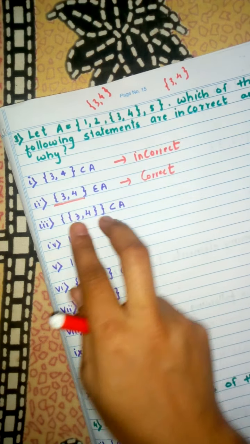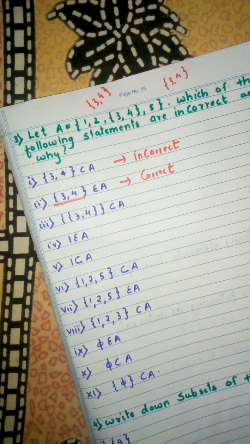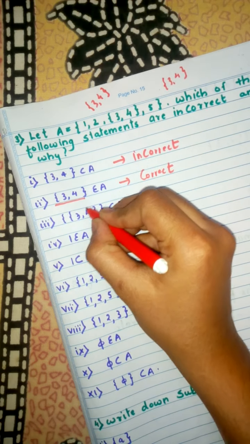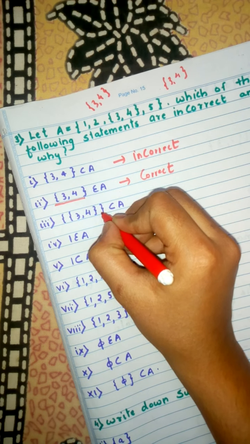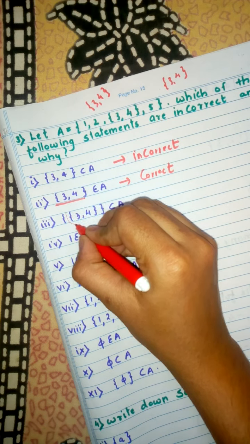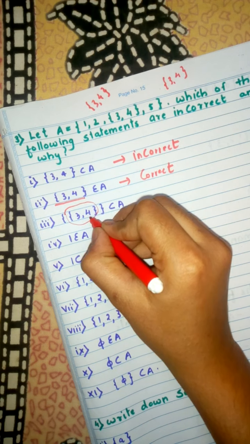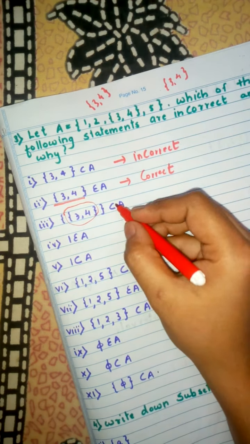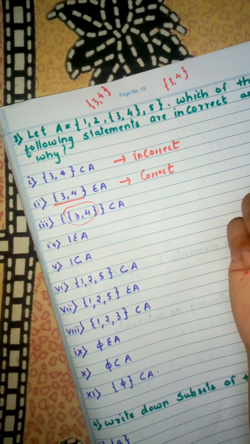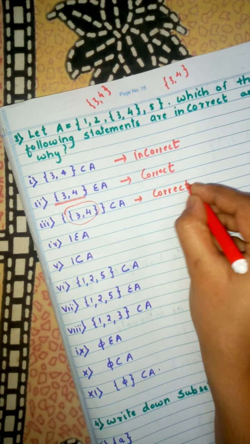If these curly braces were not there, then it's not a subset, and we would have to check inside the curly braces. But here we consider {3, 4} as an element, and as a set it's there in A, therefore this is a subset of A. So this is a correct statement.